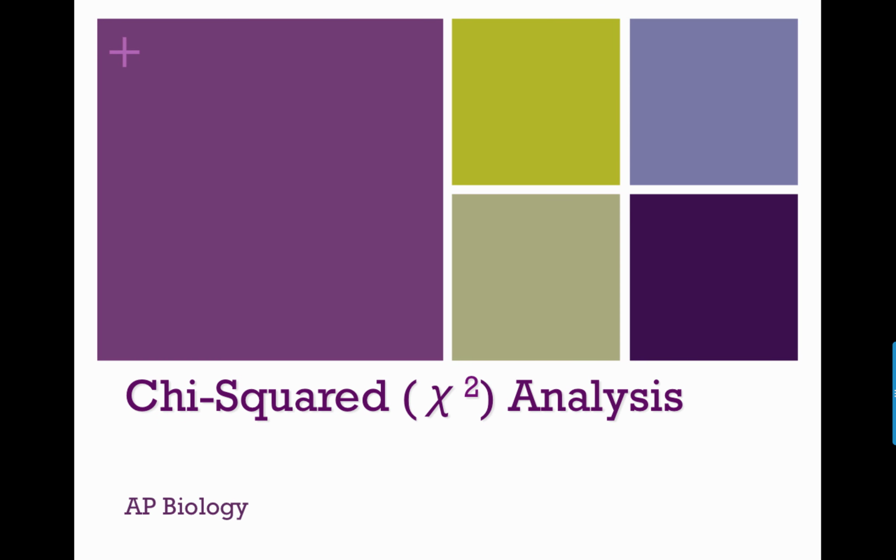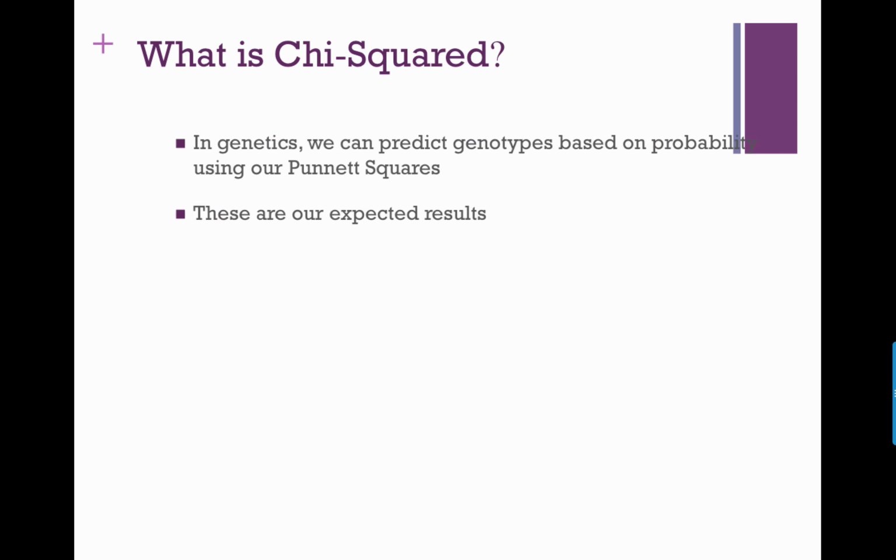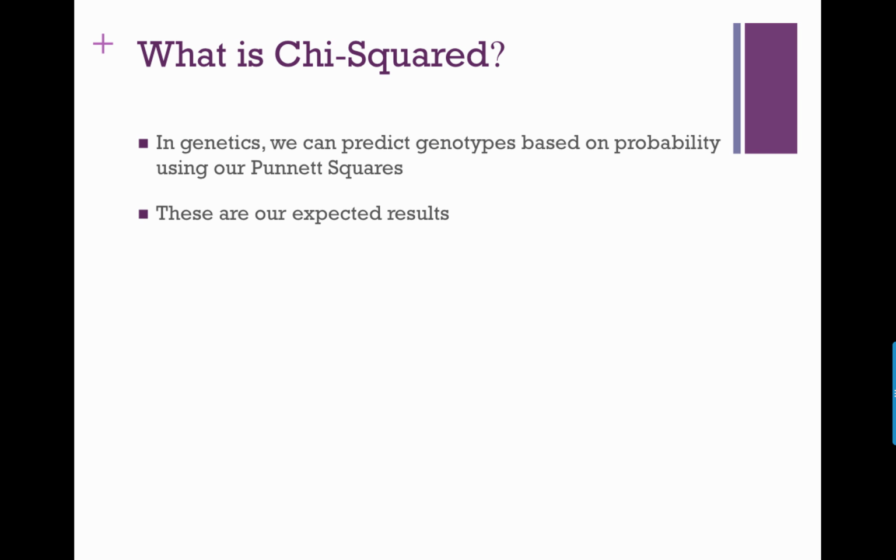Hi, it's Miss Barnhart, and today let's take a look at the chi-squared test as a statistical tool that we can use to analyze the results of genetic crosses. You may be asking, what's chi-squared? In genetics, we can predict the genotypes based on the probability using our Punnett squares. The Punnett squares give us our expected results.